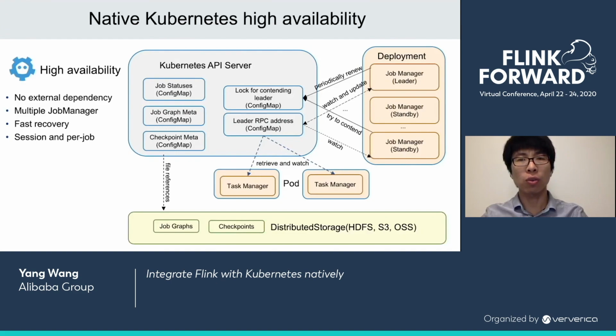Moreover, Flink also creates the meta config map, which stores the job graph and checkpoint meta information. Usually, it is a part of the distributed storage, for example, HDFS or S3.